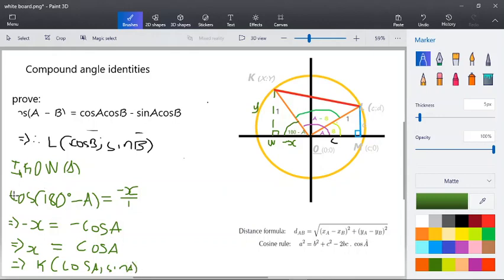This is it. So this is how we got to these two things right here and here. In the next tutorial, we'll be continuing with the distance formula. Don't forget, we're still doing compound angles.